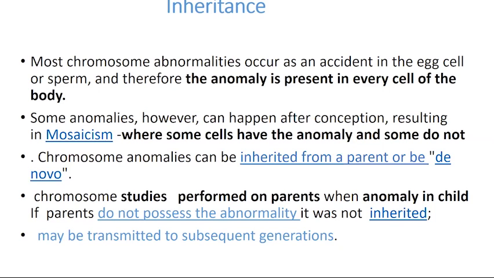Chromosomal anomalies can be inherited from a parent or be de novo. That means it is not necessary that they are inherited; they can appear all of a sudden. Chromosomal studies are performed on the parents when there is an anomaly in a child. If the parents do not possess the abnormality, it was not inherited. That means if the parents don't have that problem, it is not labeled as inheritance. It may be transmitted to subsequent generations, or arise due to some modifications.